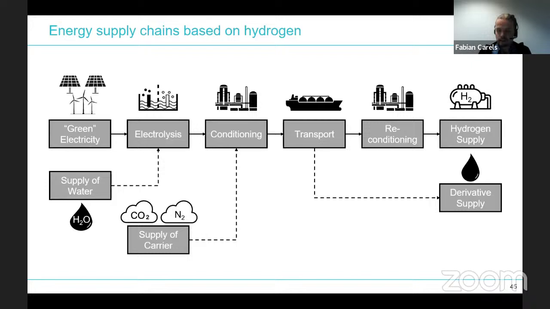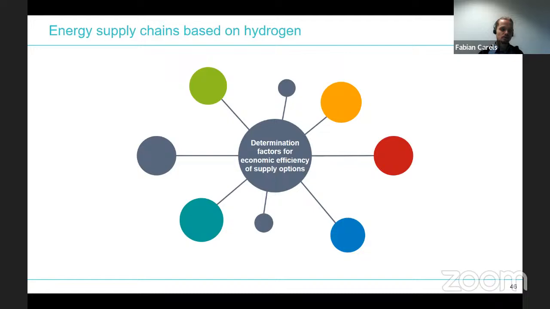If we now want to answer the question, okay, but what is the best supply option, the best conditioning option, the best transport option, then this is not an easy task. This is a research task, but we can bring it down to specific determining factors for the economic efficiency of supply options that we always need to have in mind when we look at specific cases. So first, we have to look at the transportation distance. If we have a very short transportation distance of several hundred kilometers, then a different option might be the most favorable compared to a transportation distance of 10,000 kilometers, for example.